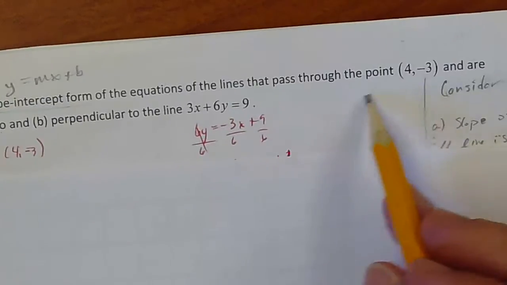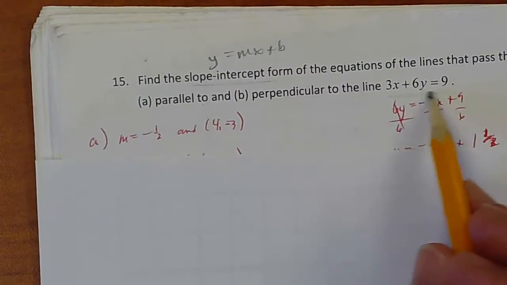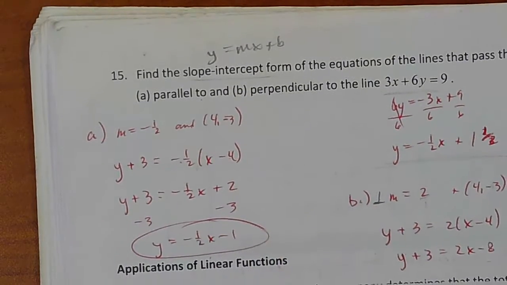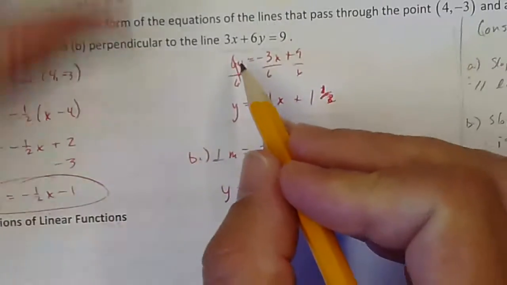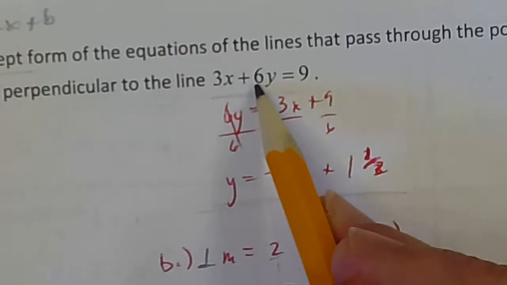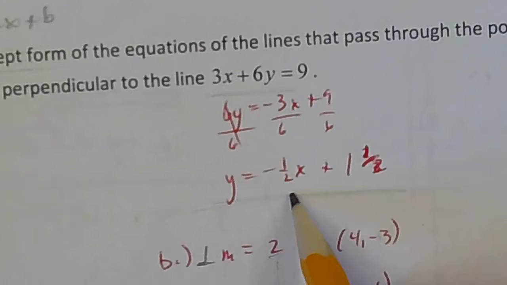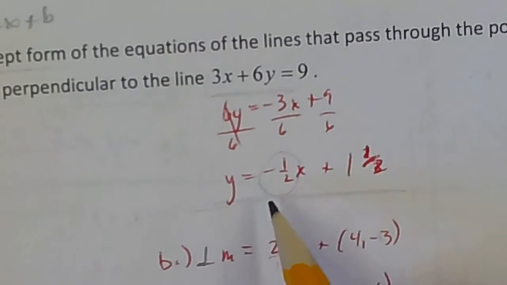Of the lines that pass through this given point, but it's parallel to this line. Okay, so step one, we got to figure out the slope of this line. All right, so where did I do that? Oh, here it is. So we need to solve this for y. Let me zoom in. Move the x term to the other side. Divide by 6. So the slope of this line is negative 1/2. So now I should be able to find the slope of a line parallel to this.